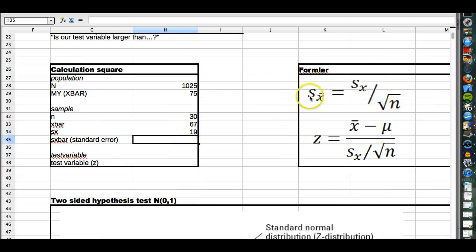The standard error then, which is this formula here, and it's the lower part of our test variable, is going to be equal to the standard deviation, so I select that, divided by the square root of n. So the square root of our sample n. Now this is important, the sample n. Okay, so I get a standard error of 3. This is our measure of uncertainty.